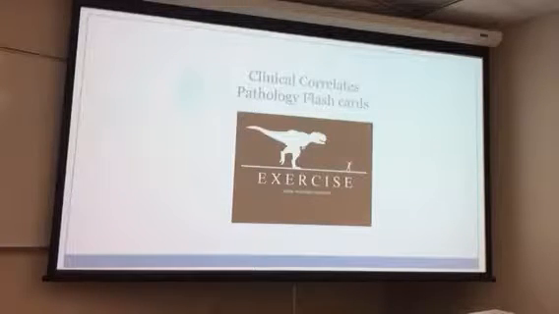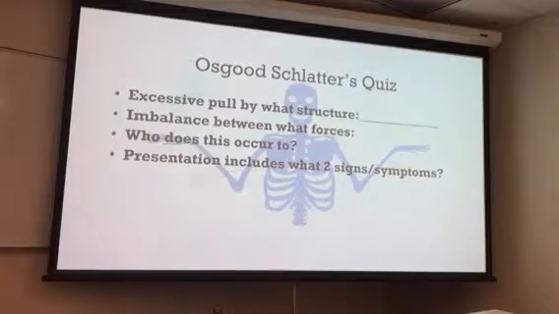These are the clinical correlates for our pathology flashcards for module number 7. We're going to start with the Osgood-Schlatter quiz. So pause the video here, do the quiz questions, and then restart the video.